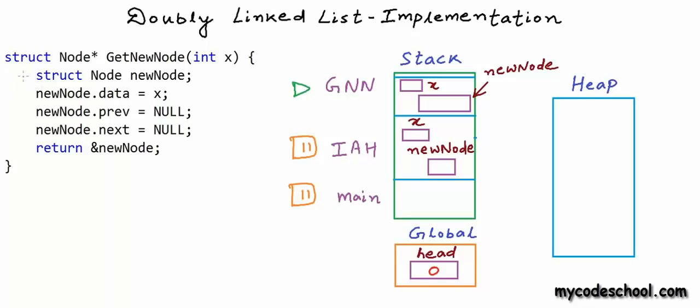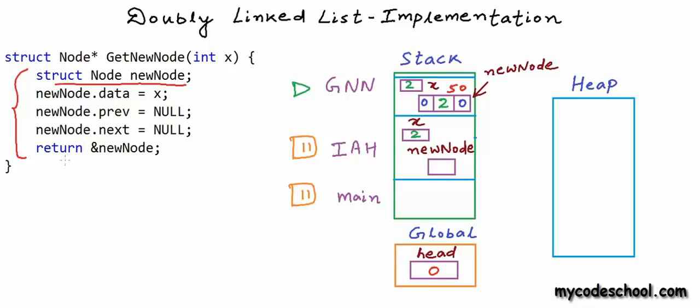We could write get new node like this. Here I'm creating a node on stack. X is a local variable in get new node also. Then I'm creating a node, filling in data as the value of X, which is 2. I'm setting previous and next fields as null or 0, and then because I need to return a pointer to node, I have used the ampersand operator here. Using the ampersand operator gives us a pointer to a variable. Let's say this new node that we have in the stack frame of get new node has address 50.